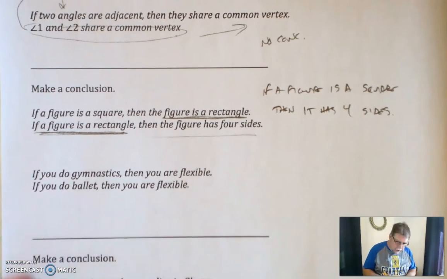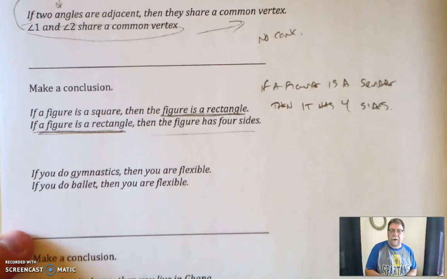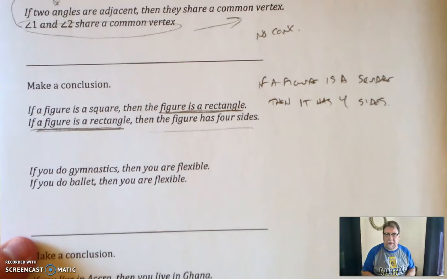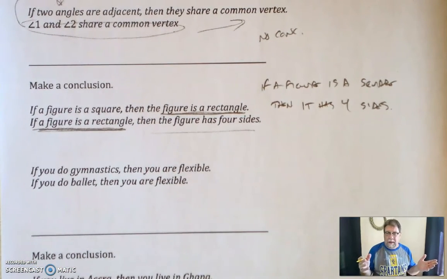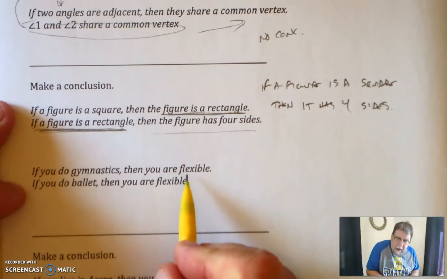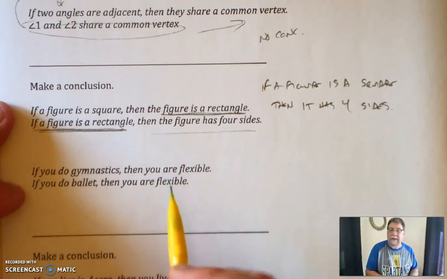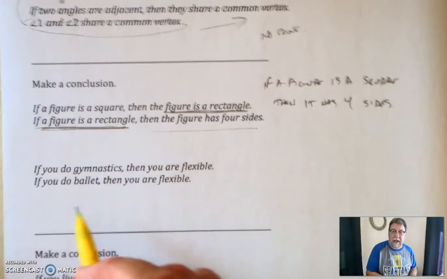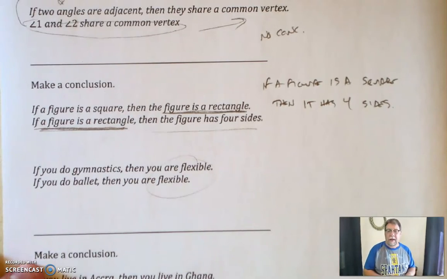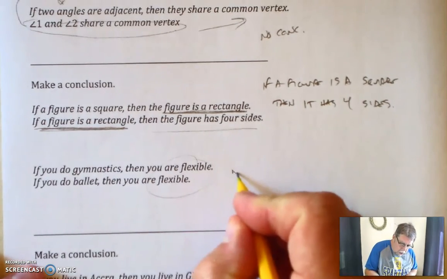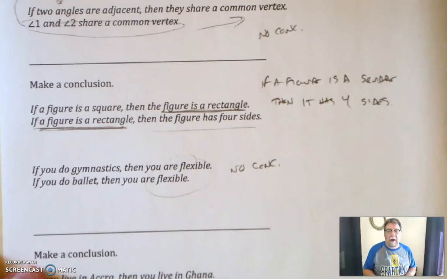If you do gymnastics, then you are flexible. If you do ballet, then you are flexible. I can't make a conclusion here because the conclusion of one statement is not the hypothesis of the next statement. The two conclusions are the same. That's not the same thing. So no conclusion can be made here at all.